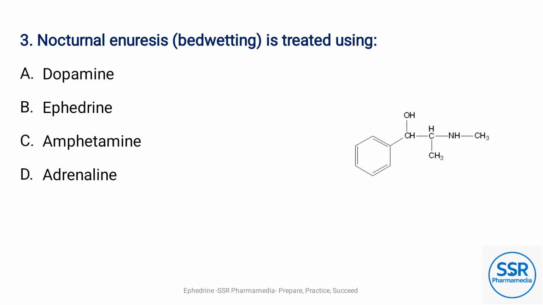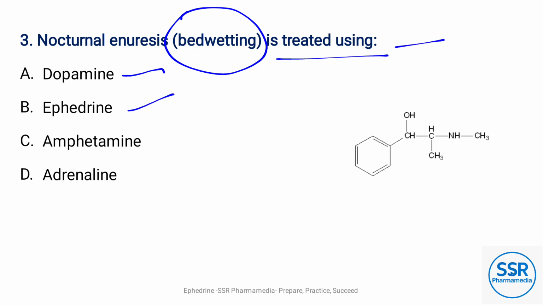So next question, nocturnal enuresis. This is called bedwetting. It is treated using which drug? Option A dopamine, option B ephedrine, option C amphetamine, option D adrenaline. So here the right answer is ephedrine.